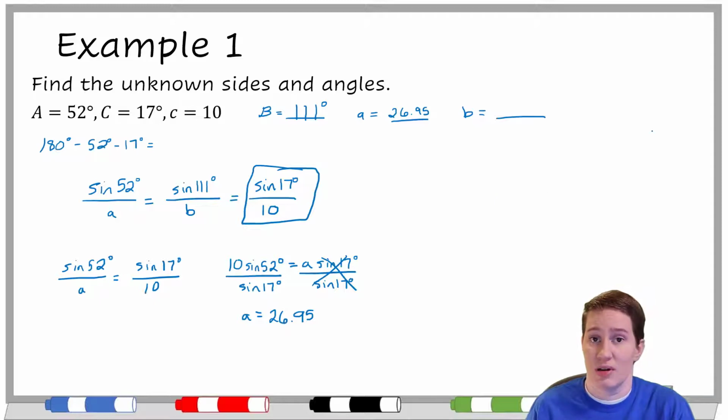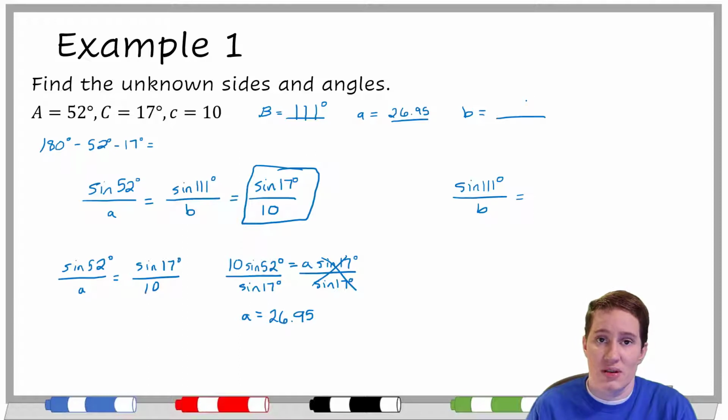Now we're going to do the same thing, but with the B fraction. So sine 111 over B equals, and I'm still going to use the one that we used on the first one, the C equation. Technically, we could use sine 52 over 26.95, but there are two reasons not to do that. One, if we messed up on solving for A, then using that to find B means we'll get B wrong as well. And also just sine 17 over 10, that's nicer numbers. So those are our two reasons.